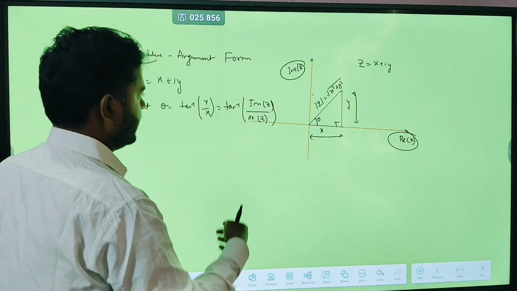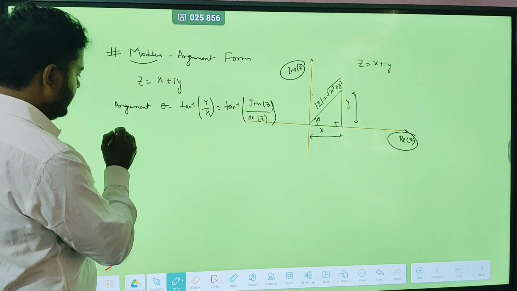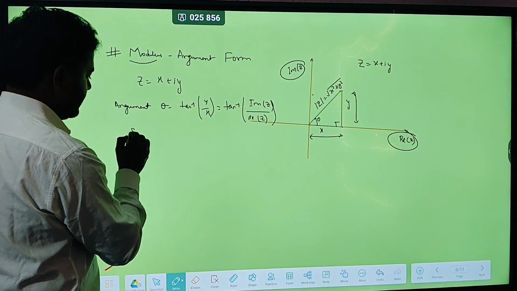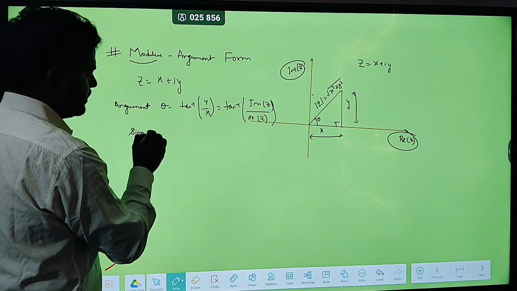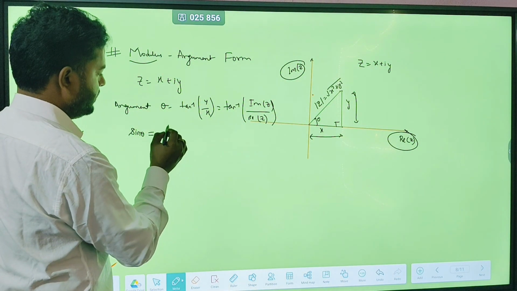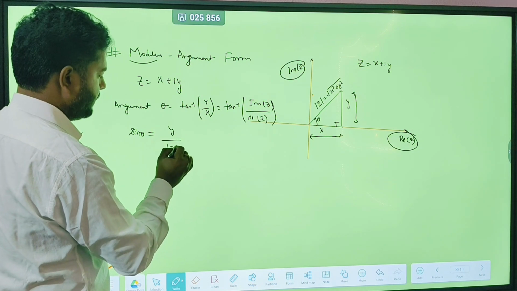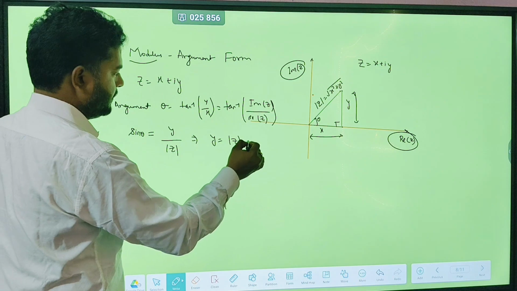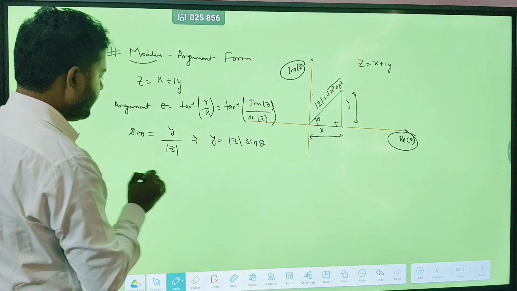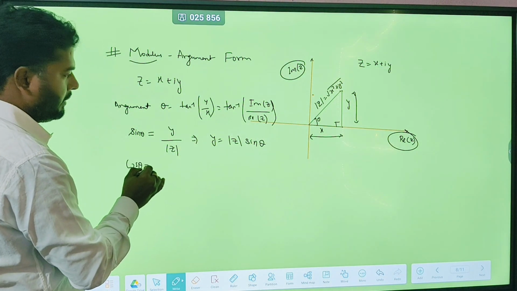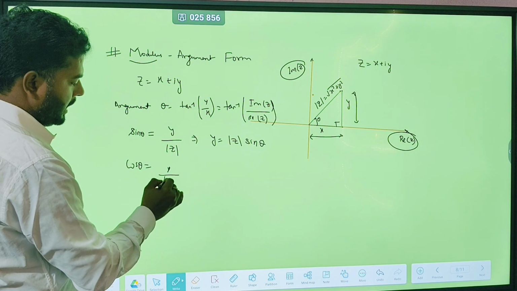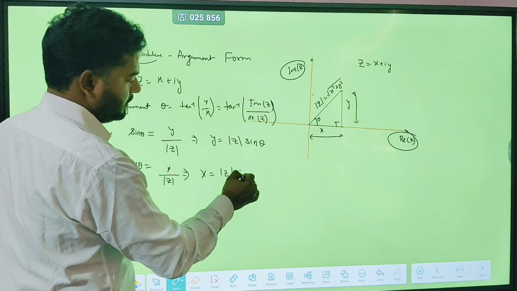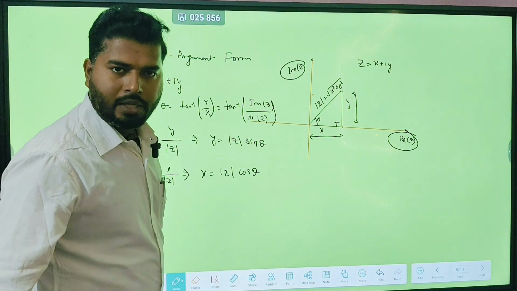So how to write this? Let's calculate sine theta and cos theta for this right angle triangle. What is sine theta? Sine theta is opposite upon hypotenuse, so that's y by mod z. From here I can write y equals mod z sine theta. And cos theta is adjacent upon hypotenuse, so x upon mod z, so x equals mod z cos theta, right?